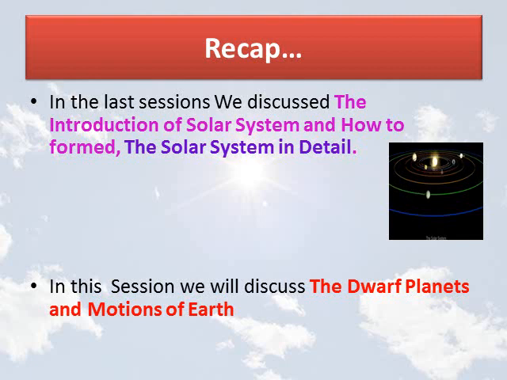The word planet means wanderer. There are 8 planets in the solar system. They are Mercury, Venus, Earth, Mars, Jupiter, Saturn, Uranus, and Neptune. All the planets rotate anti-clockwise, that is from west to east, other than Venus and Uranus. The elliptical path in which the planets move around the Sun is known as orbit.